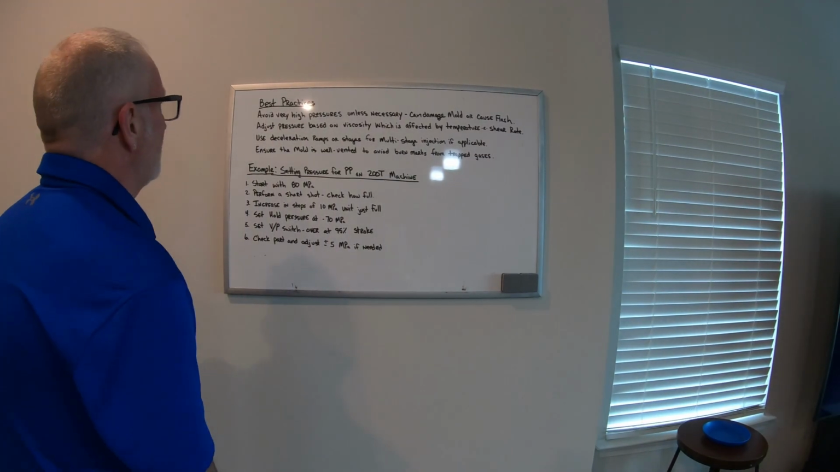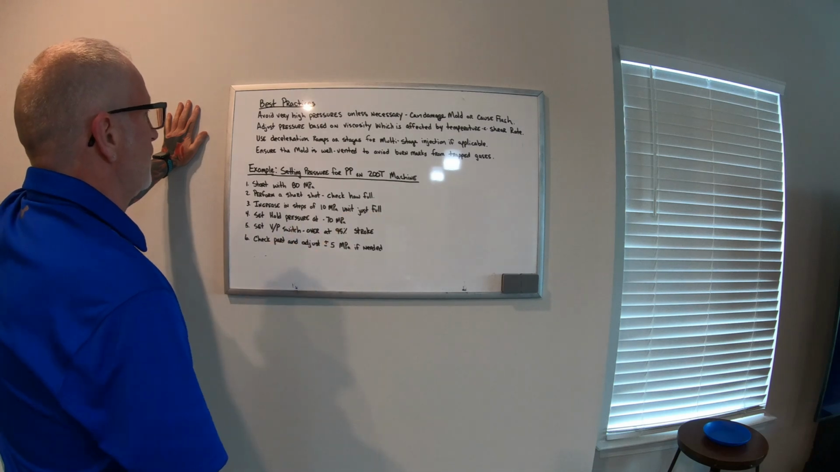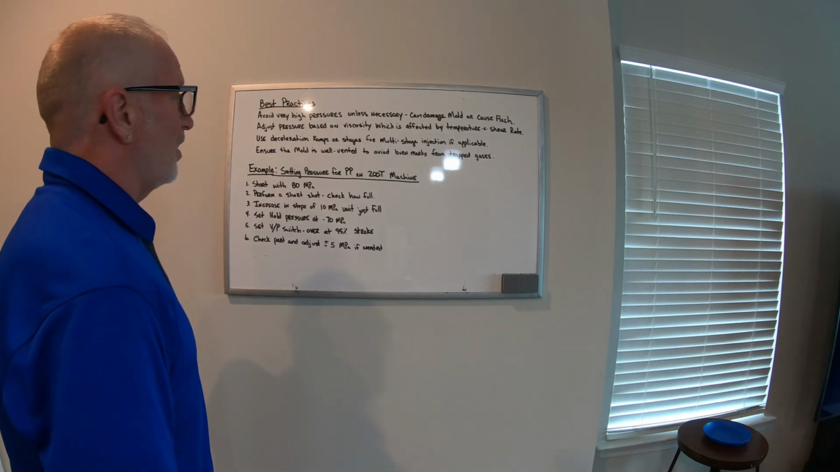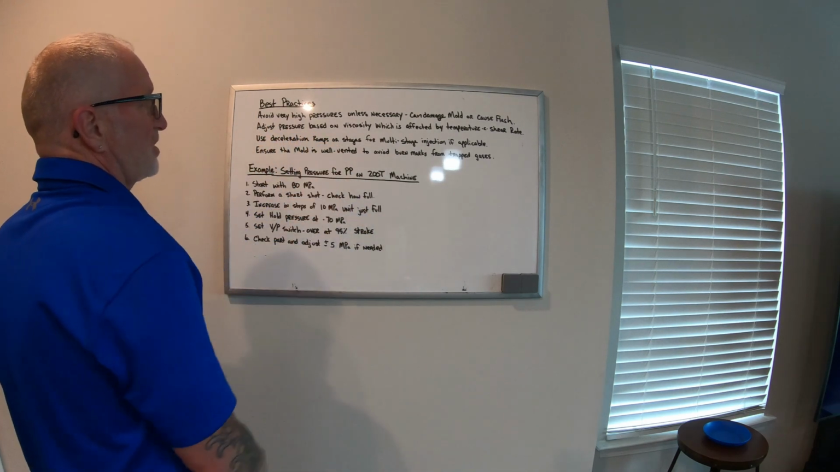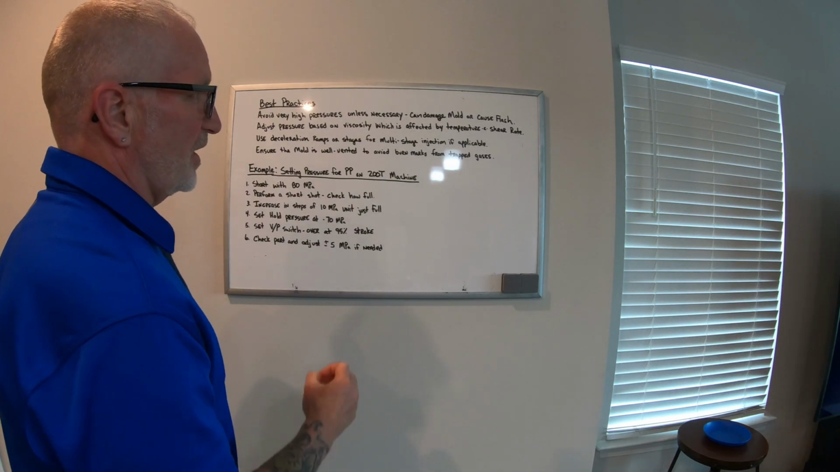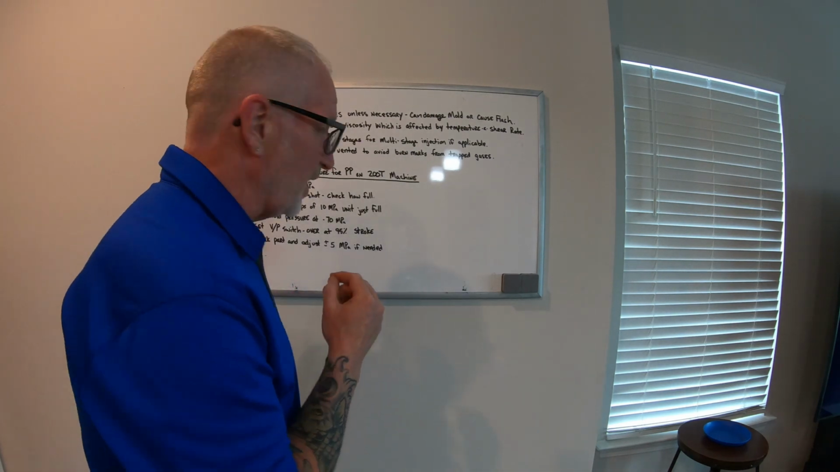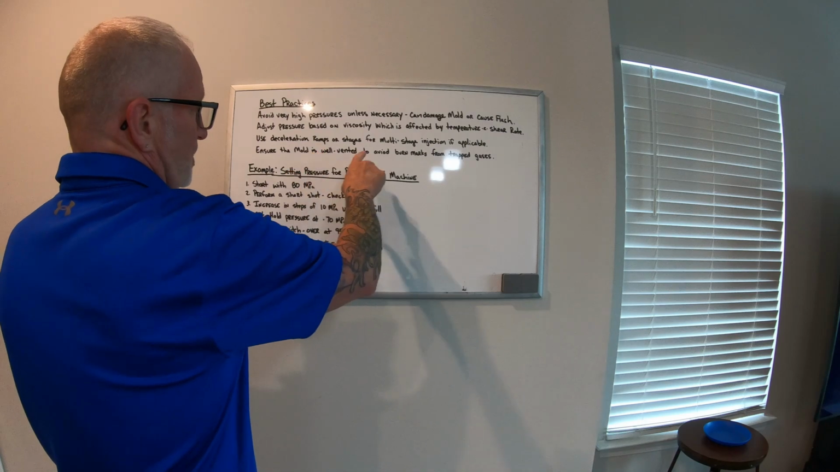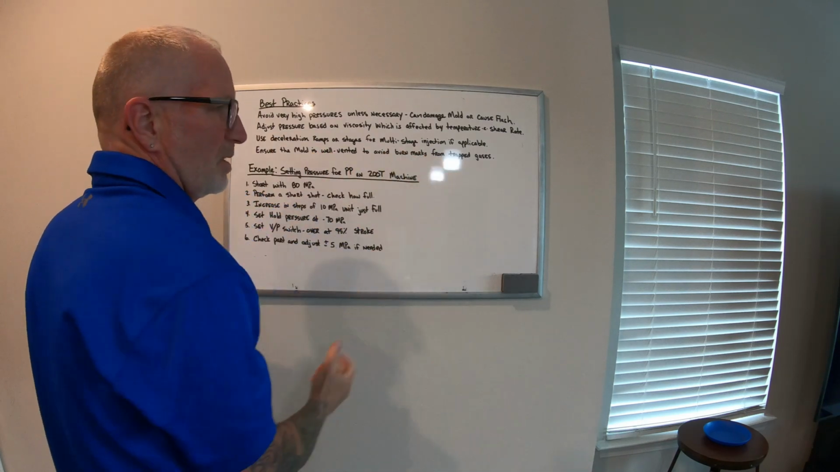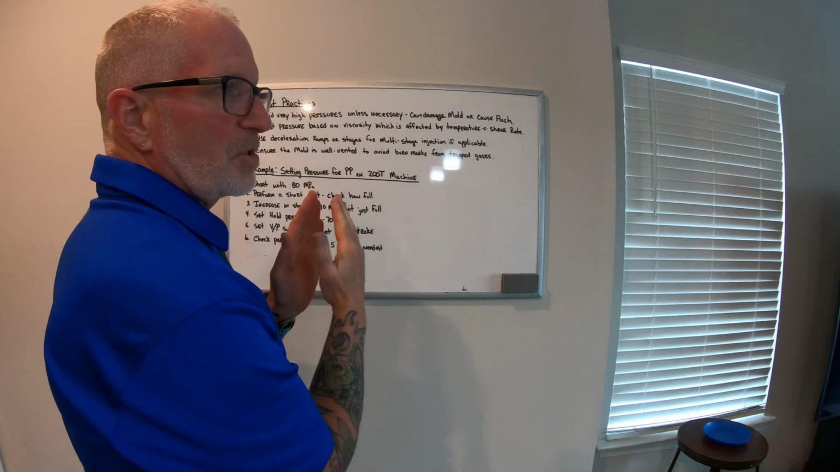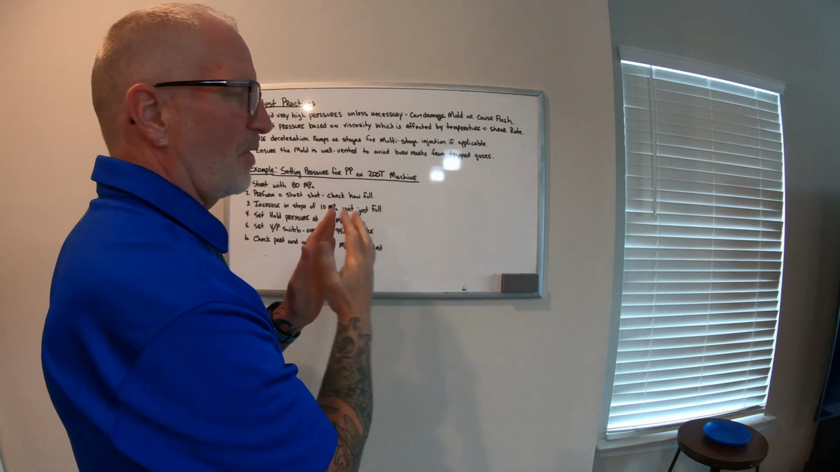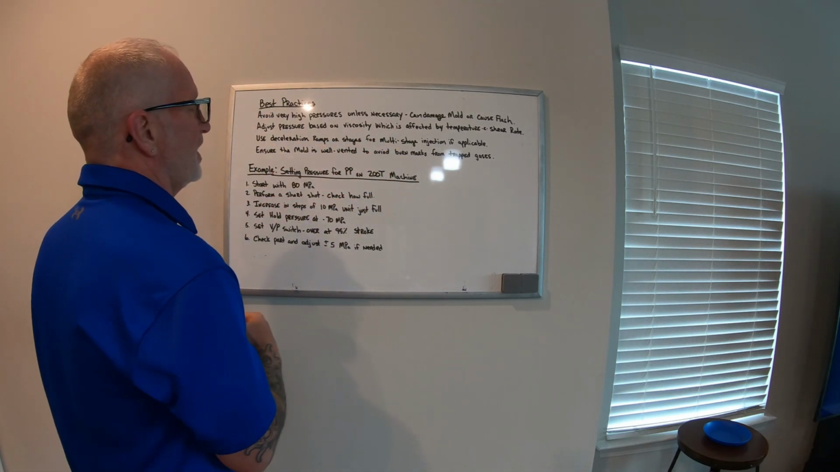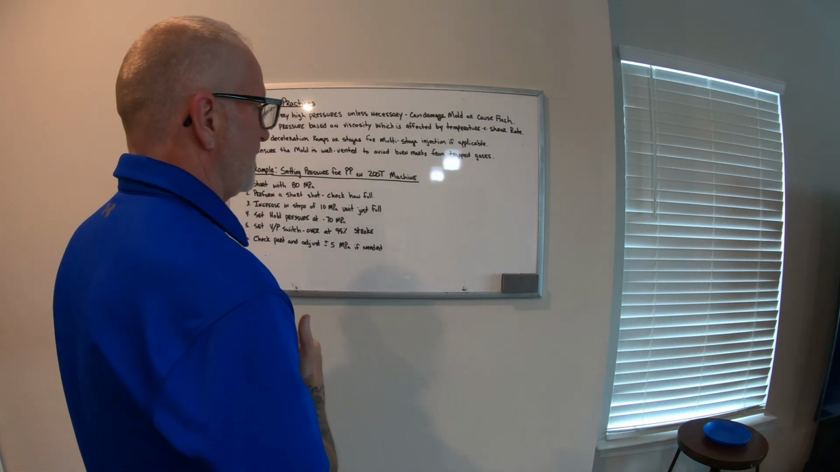Okay guys, so we have the best practices on this to try. Avoid very high pressures unless necessary, as they can damage the mold and cause flash. Adjust pressure based on viscosity, which is affected by temperature and shear rate. Use deceleration, ramps, or stages for multiple stages of injection. So what they're saying is, don't just use one profile, use maybe a 3-stage or a 5-stage profile. That can help you. Ensure the mold is well vented to avoid burn marks from gas being trapped.